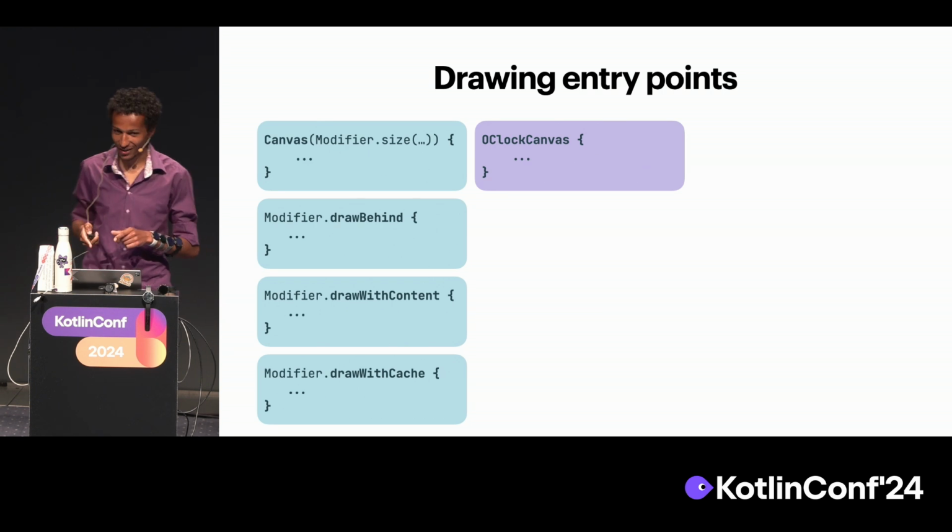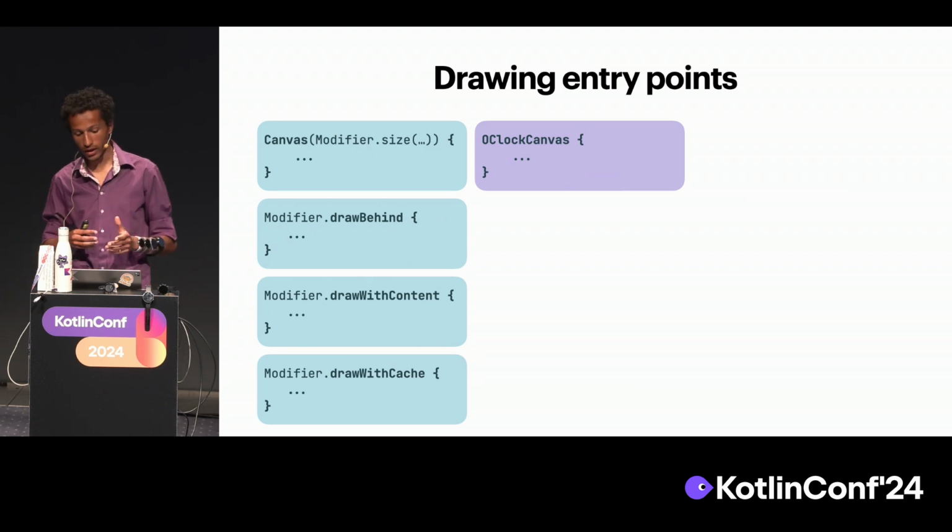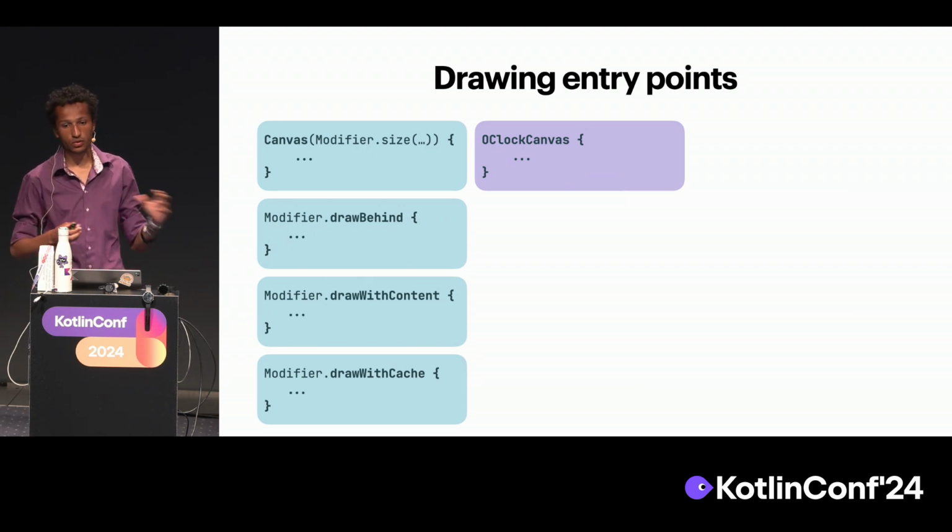There's also o'clock canvas. O'clock canvas is something I made that works on watches. Because on watches, if you want to do a watch face, you cannot use views, and you can only have a canvas. And modifier relies on views internally for Android. So I needed to have something without the modifier and deal with the layout in another way. But this can still be integrated into an Android app.